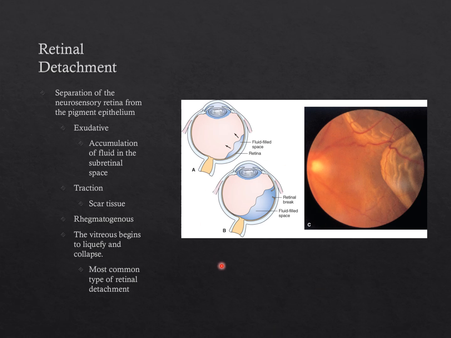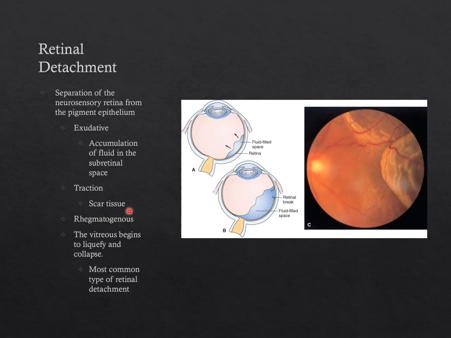A little bit more about retinal detachment. This is separation of the neurosensory retina from what we call the pigment epithelium. So you can see that here, where the retina itself is starting to pull away from the surfaces underneath. That's what it looks like in the little cartoon, and this is what it would look like. You can see that retina pulling away. This is what it would look like in ophthalmoscopic examination through the pupil of the eye.